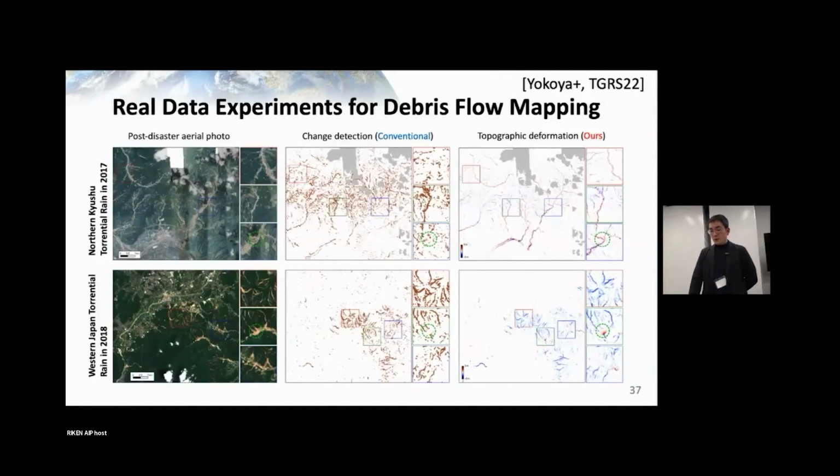And here are a bit more results for a more challenging task, which is debris flow mapping. The middle example is the binary change detection with a conventional image processing approach. And the right-hand side is the topographic deformation estimation result, where blue and red represent erosion and sedimentation, respectively. And together with some LiDAR measurement, we have confirmed that these trends are quite consistent with what really happened.